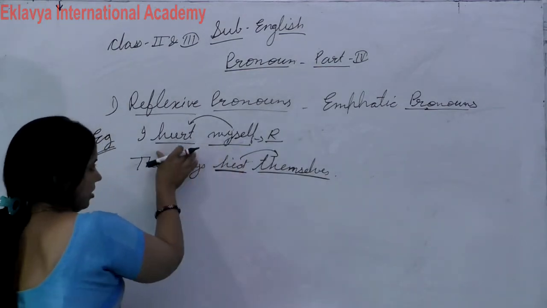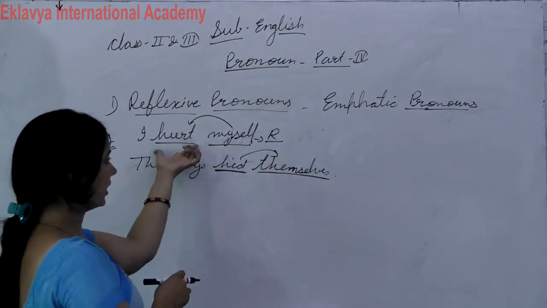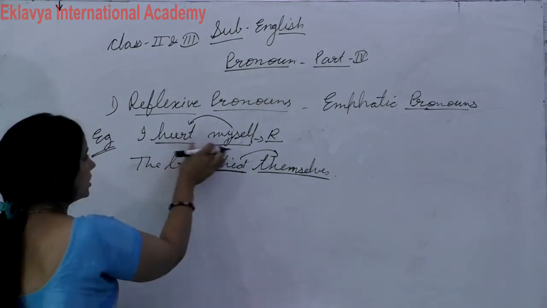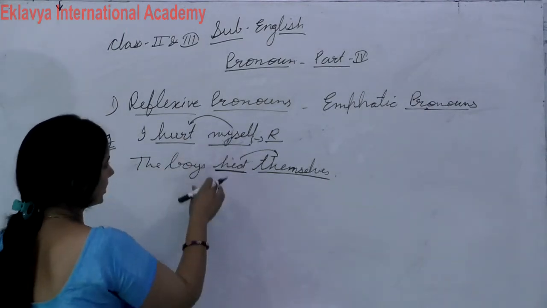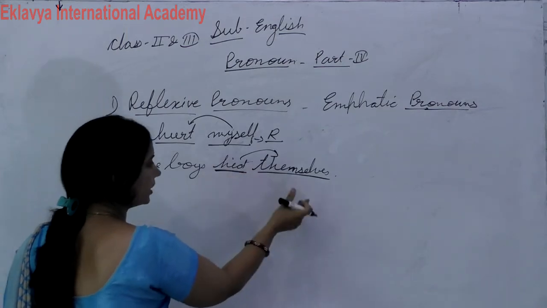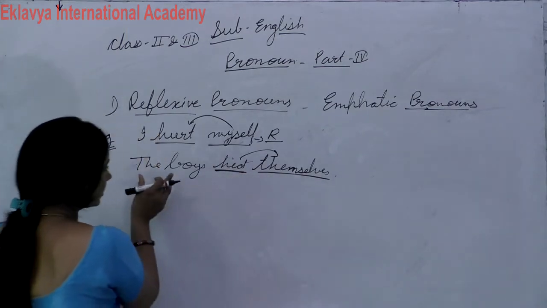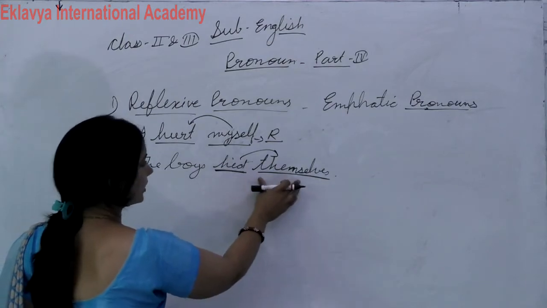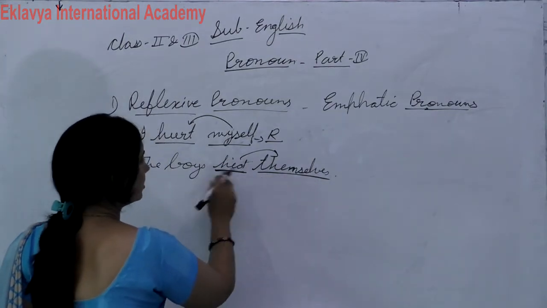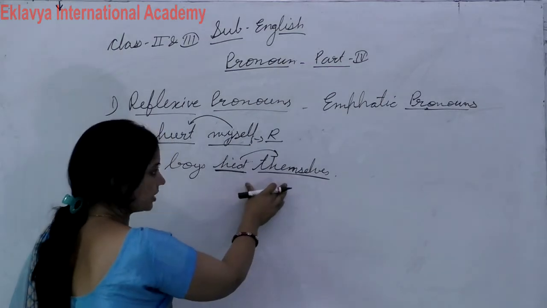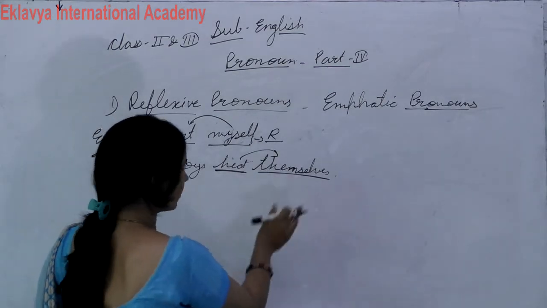It means if you get the what and whom answer, then it's an object of the verb. Whom hurt? Myself. This is the object of this verb. Hit whom? Themselves. Because the boys is plural, you have to write themselves here. So after the verb it is being used, so you can say this is reflexive.